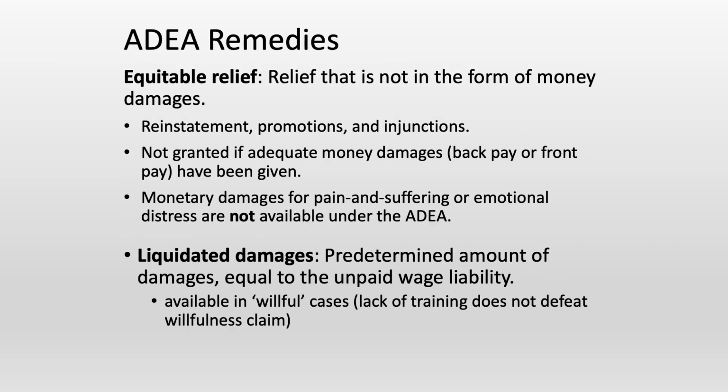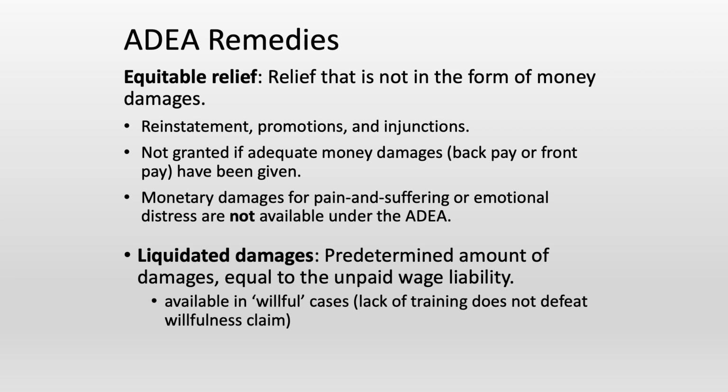There are a number of remedies that are available to people who make claims of age discrimination. One is what we call equitable relief. That relief is not in the form of money, but it could be a reinstatement, a promotion, or an injunction of some sort. It's not granted if adequate money damages have been given. So you can get equitable relief, but oftentimes if you're getting your job back or you've gotten money damages for back pay or front pay, then you may not be eligible for equitable relief. But it is within the realm of possibilities in terms of remedies.